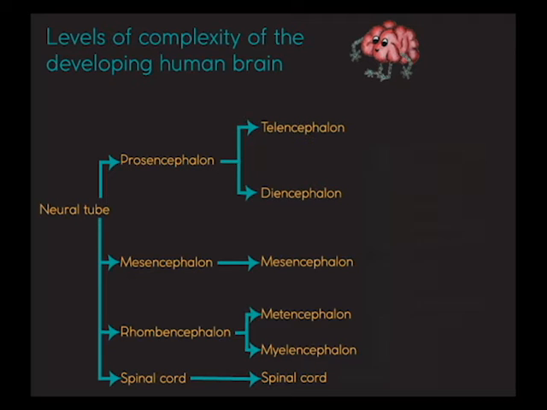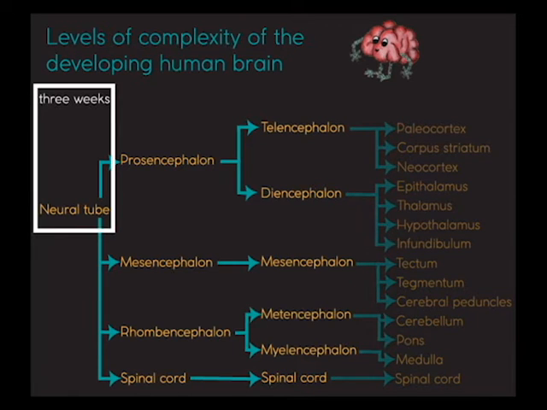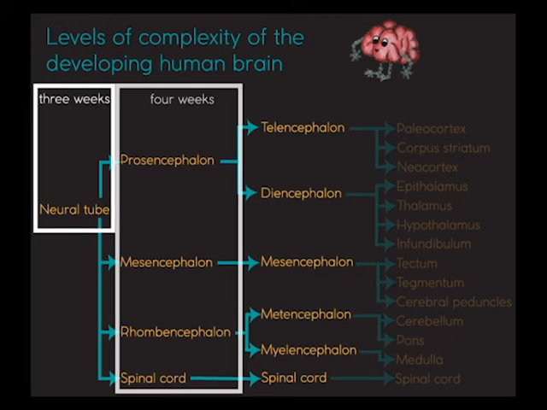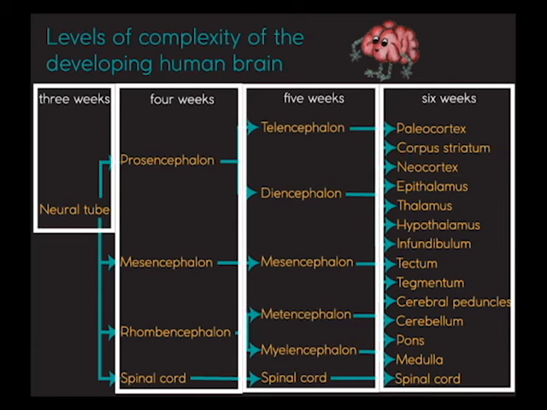This flowchart breaks down the structures that are formed from early cranial development. All of this is amazingly done quite early in gestation. The neural tube is at 3 weeks, the 4 subdivisions at 4 weeks, the 6 subdivisions at 5 weeks, and the 14 subdivisions at 6 weeks.